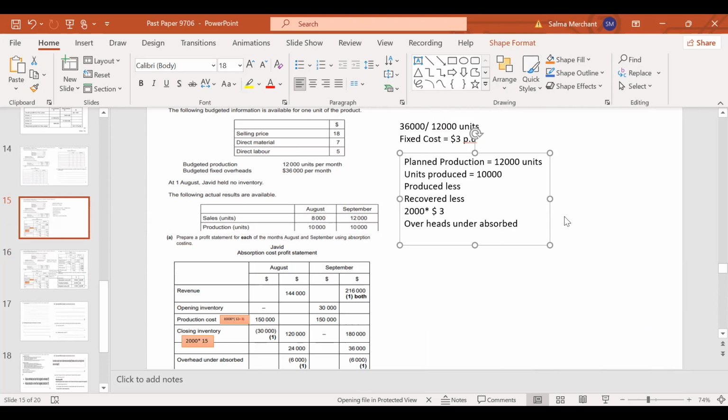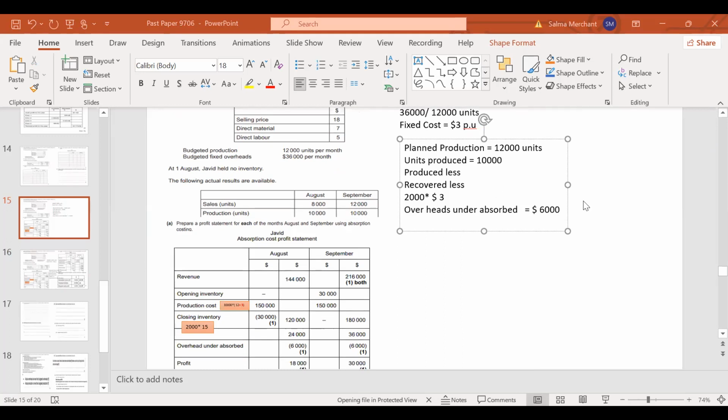So you are going to spend 36,000 for 12,000 units. If you produce less also, you're going to spend 36,000. You produce more also, you're going to spend 36,000. But you produce less. So your fixed cost you'll multiply by 3. Okay, I got it. So overheads are under absorbed by how much? $6,000.